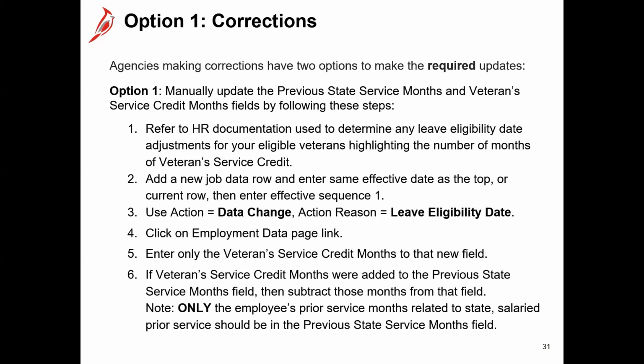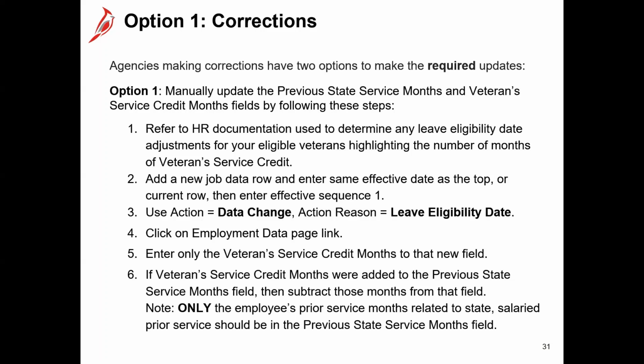We do have two options for you to make corrections. Let's go over option 1 first. This is for the agencies that will manually update the previous state service months and veteran service credit months. You'll refer to your HR documentation for the employee to determine any leave eligibility date adjustments, right? You can also use your calculator to confirm that leave eligibility date, as well as calculating the months of veteran service credit for the employee.